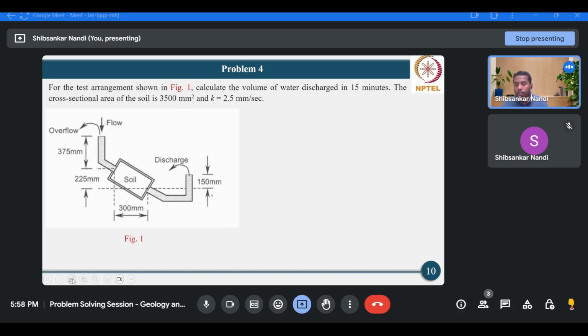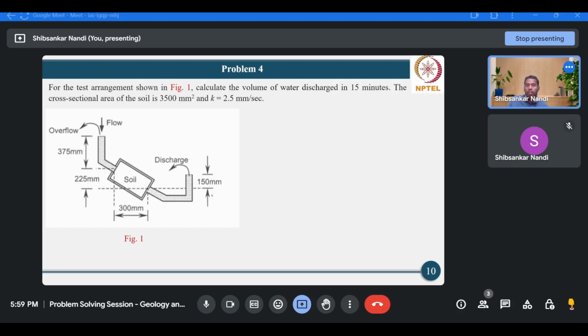So in this problem, for the test arrangement shown in figure 1, calculate the volume of water discharged in 15 minutes. The cross-sectional area of the soil is 3500 millimeter square and the K value is 2.5 millimeter per second. So this problem is basically a modified version of the constant head permeability test.